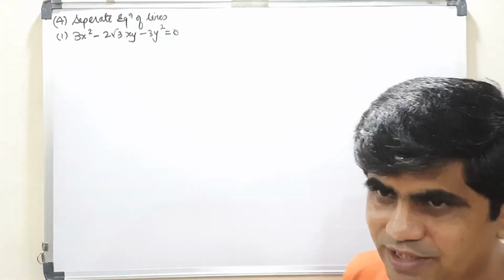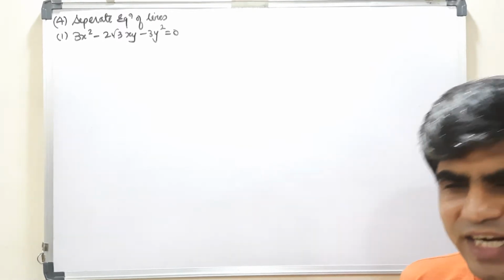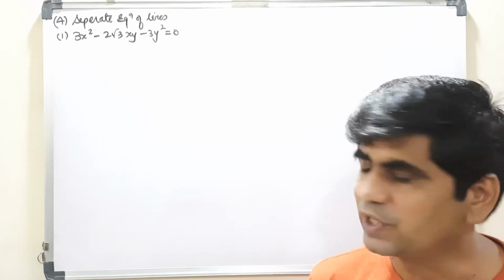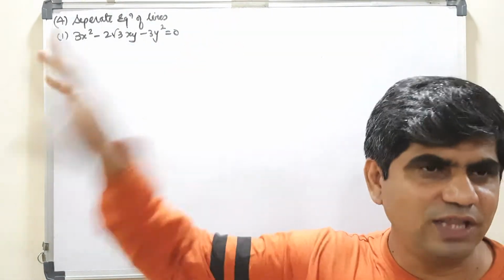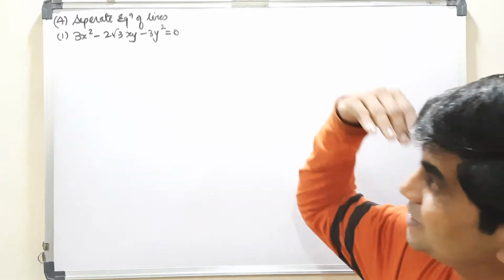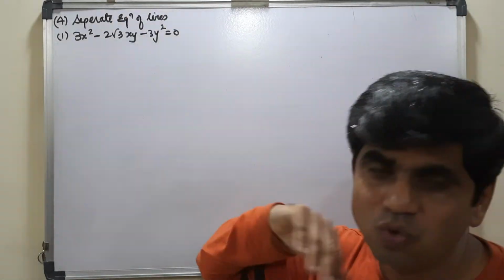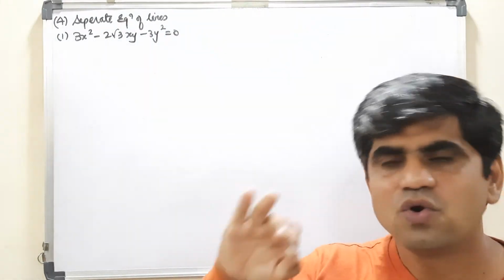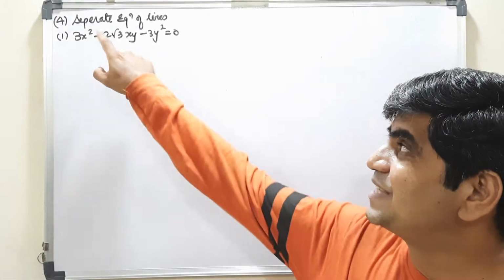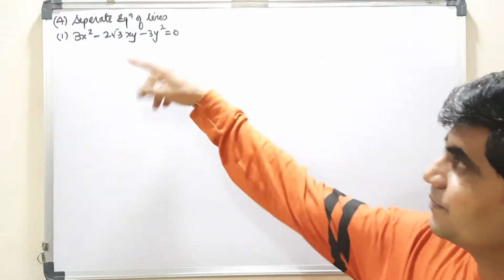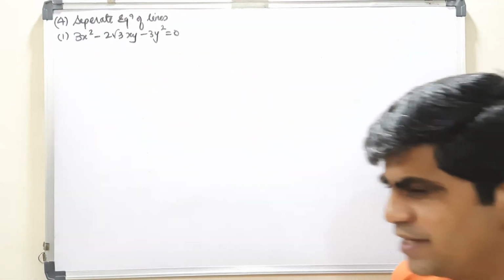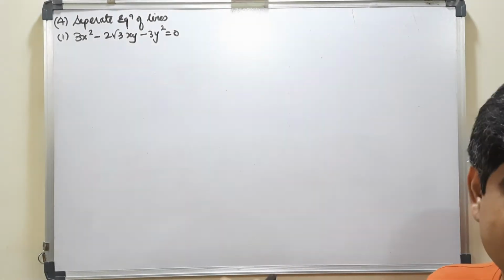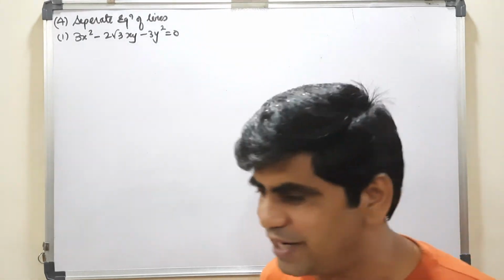So a homogeneous equation is the equation in which the degree of all the terms is the same. The degree or index of all the terms is the same. So this has degree 2, right? So this is called a homogeneous second degree equation in x and y. When I separate it, I will get one linear equation in x and y and another linear equation in x and y. So I will first try simple factorization.